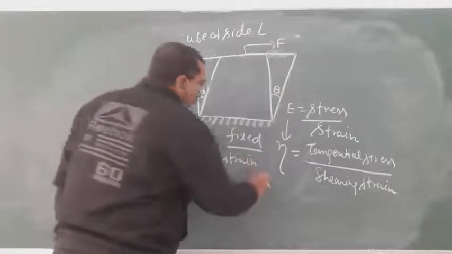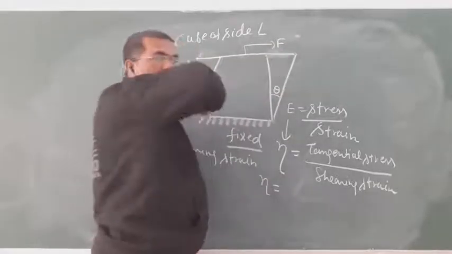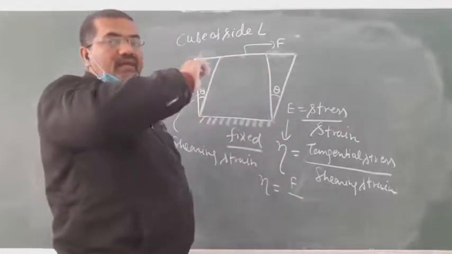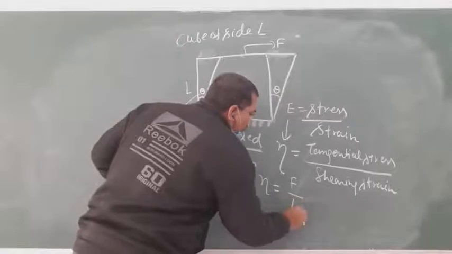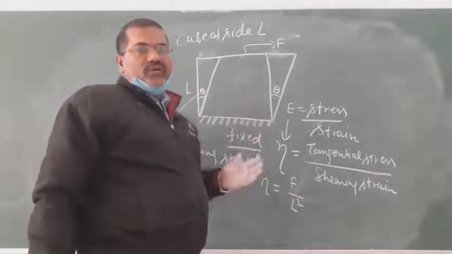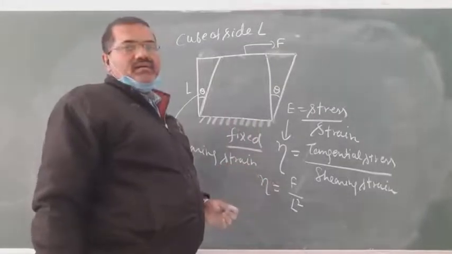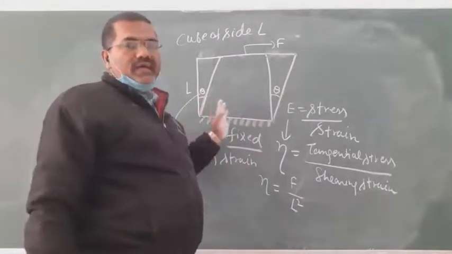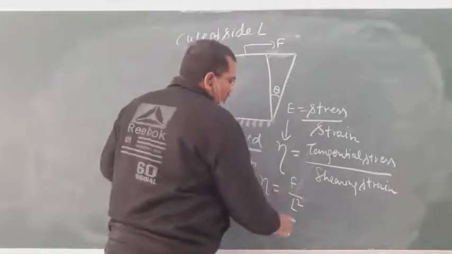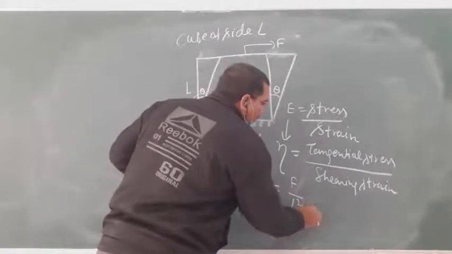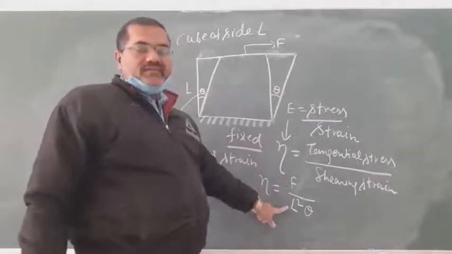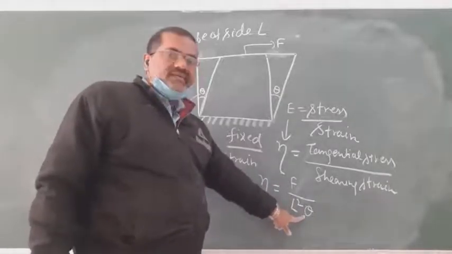So put the value here. Eta equals deforming force F upon area. The cubic body of side L has each face square, and since the side of the cube is L, the area will be L square. So F upon L square, upon theta. Theta is shearing strain. Force per unit area is called stress, so stress upon strain, and strain is theta.